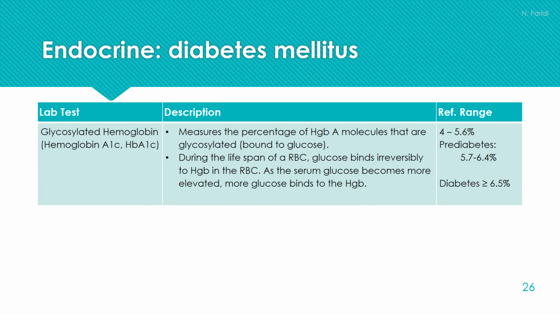This is one I would like you to commit to memory as well. For diabetes, we have a measure of hemoglobin A1C. This measures the percentage of the hemoglobin A molecule that is glycosylated or bound to glucose. Here I have listed the reference range.